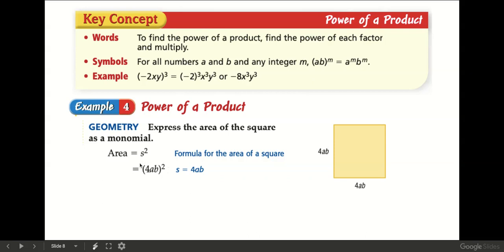Again, here I have an example of the power of a product rule that I can use. 4ab squared would be 4ab times 4ab, which would mean that I have 4 squared times a squared times b squared. 4 squared is 4 times 4, which is 16. So my simplified answer would be 16a squared b squared. So that would be my simplified answer for that problem.